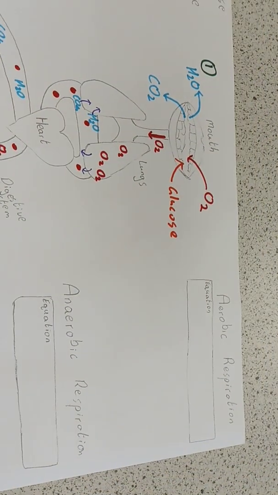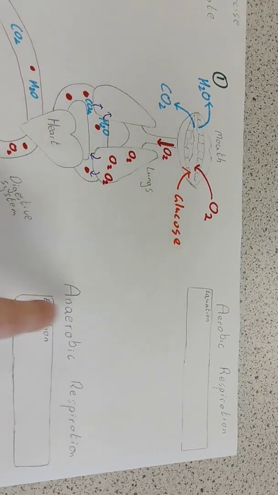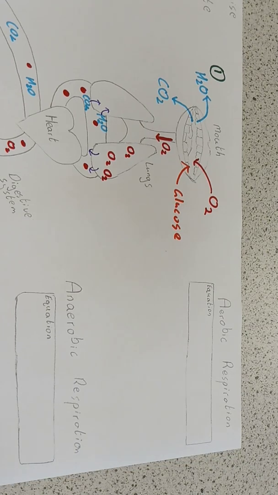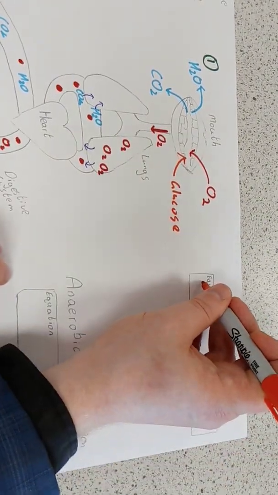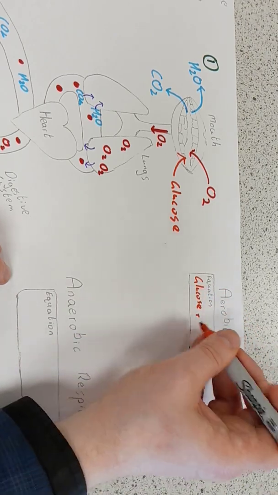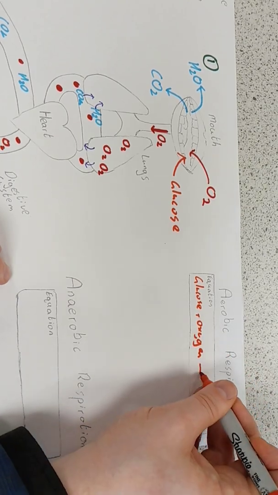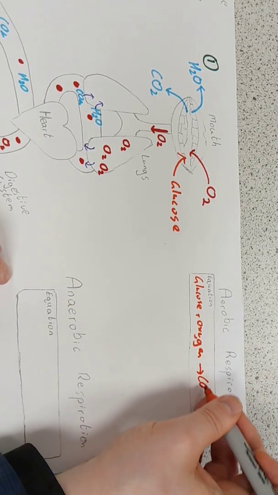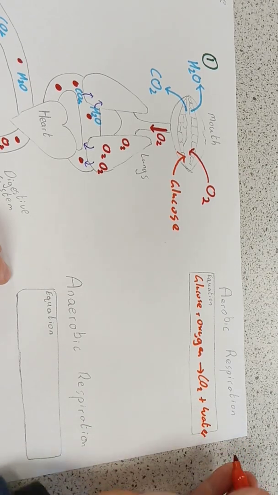Right, then you're going to move on and look at aerobic respiration, anaerobic respiration. Right, remember the equation for aerobic respiration is glucose plus oxygen goes to form carbon dioxide plus water.